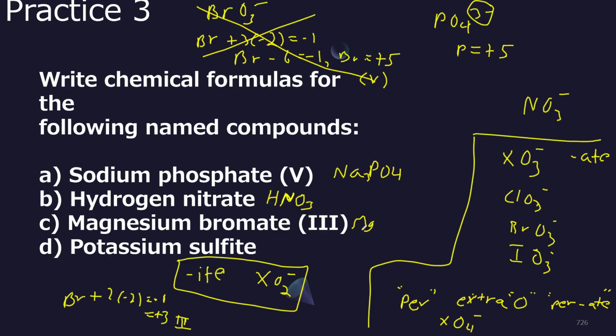The bromite has a minus 1 charge, so it needs to be 2 of this to perfectly balance Mg2+, an alkaline earth metal, BrO2 twice. Very difficult formula to solve from this name, but it is possible.